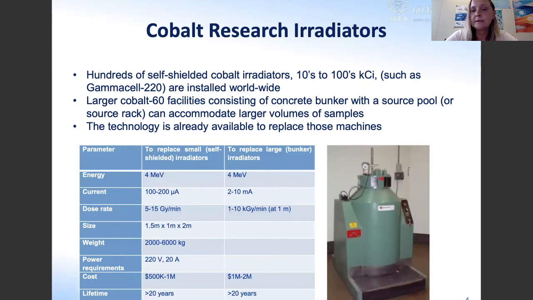And some of these facilities consist of not just a small unit, but they also have a concrete bunker with either a source pool or a source rack that can accommodate large volume of samples. Mostly these irradiators are used for R&D purposes, and most of them are located in universities.